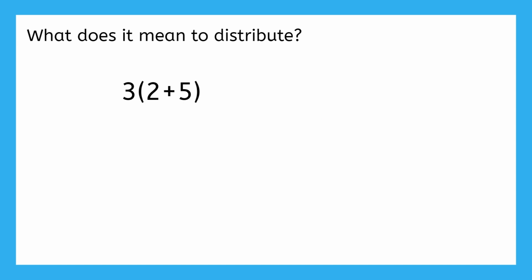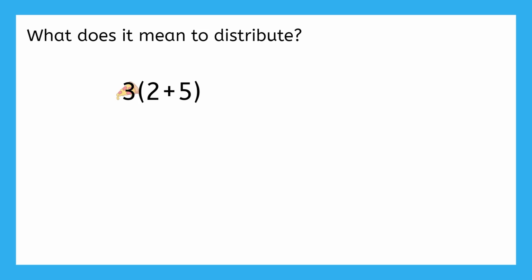3 times the quantity of 2 plus 5. We know that using the order of operations, we would do 2 plus 5 to make 7, and then do 3 times 7 to get 21. And that works great. But there is another way we can do this. Since the 3 is being multiplied times the whole grouping, we could treat this just like a pizza party. Except in this case, the pizza is a 3.